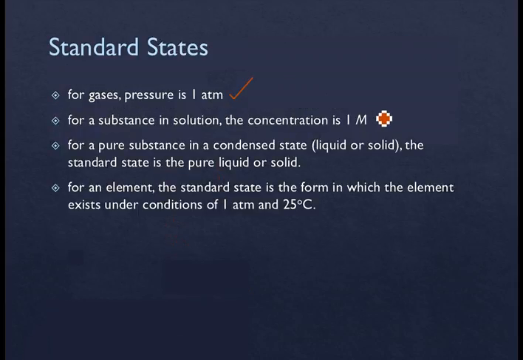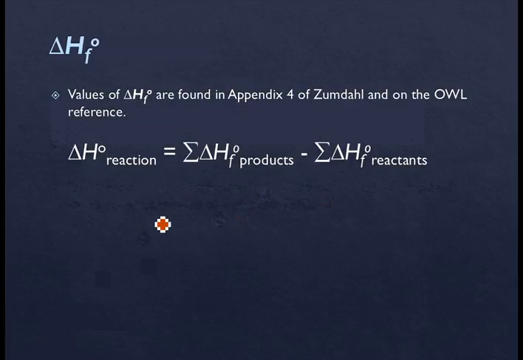1 atmosphere. For a solution, it's 1 molar. For a pure substance in the condensed state, the standard state is pure liquid or solid. For an element, the standard state is the form in which the element exists under 25 Celsius and 1 atmosphere. So the values for delta heat of formation are found in Appendix 4 of Zumdahl and on the OWL reference. But the simple association is this. Your heat of reaction is going to be the sum of the heats of formation of products minus the sum of the heats of formation of reactants.